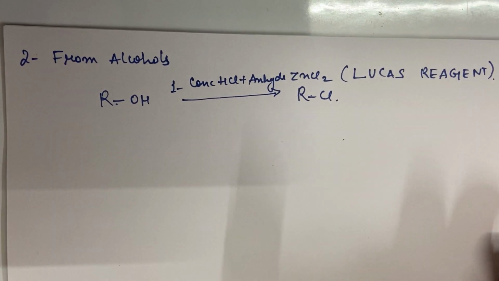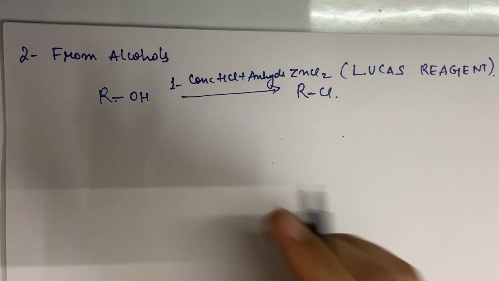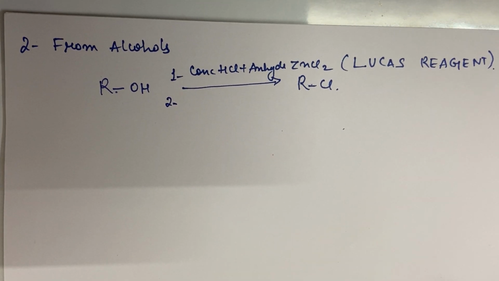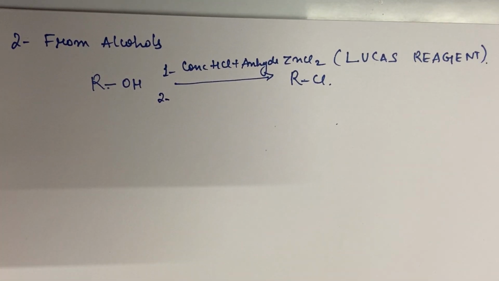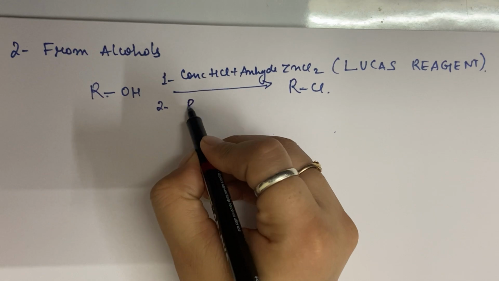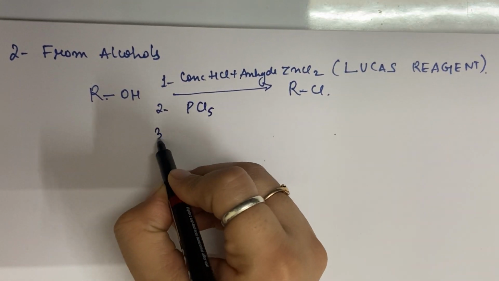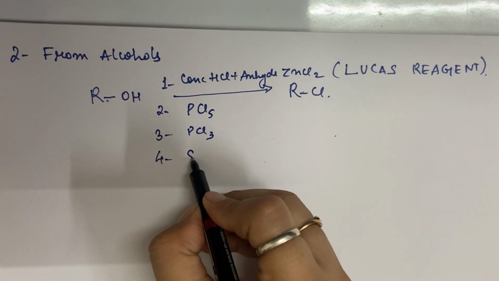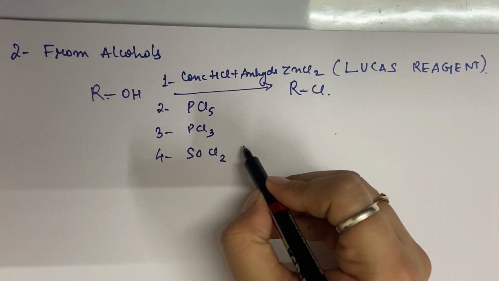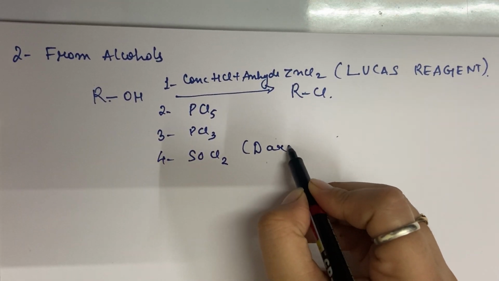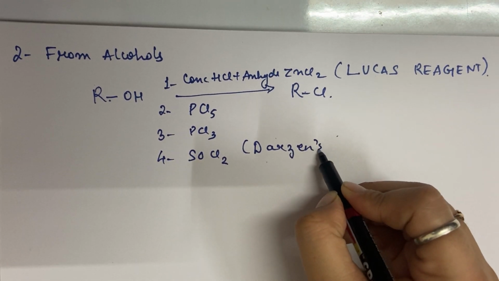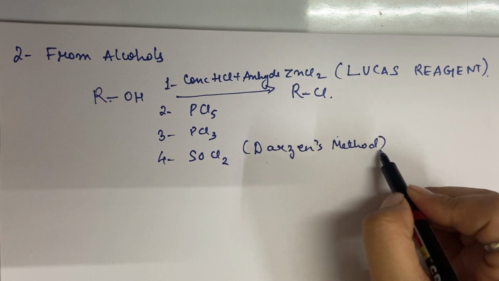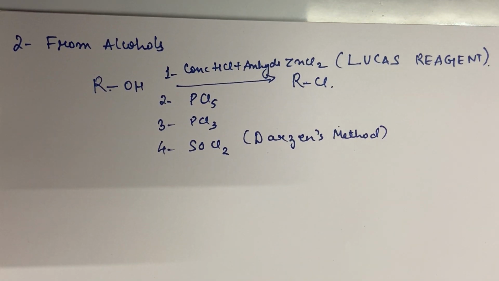So Lucas test is also there, which is a very famous test to distinguish between primary, secondary and tertiary alcohol. I will tell you how to do that also. You can use PCl5, you can use PCl3, and you can use SOCl2. This method is called Darzens' method, and this is the best method for the preparation of haloalkanes. I will tell you why it is the best method also.